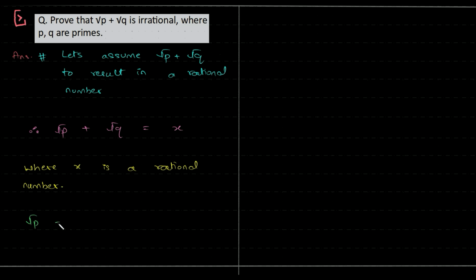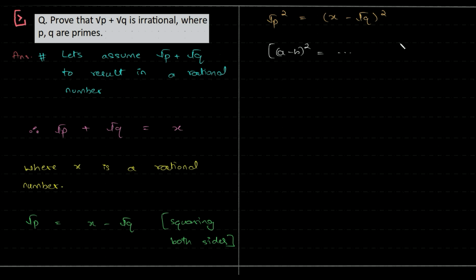So root p is equal to x minus root q. And after this, squaring both sides. So what do we end up with? We end up with root p square is equal to x minus root q the whole square. And here we are going to make use of the identity a minus b the whole square, which I'm not going to write. And we have root and square getting cancelled.